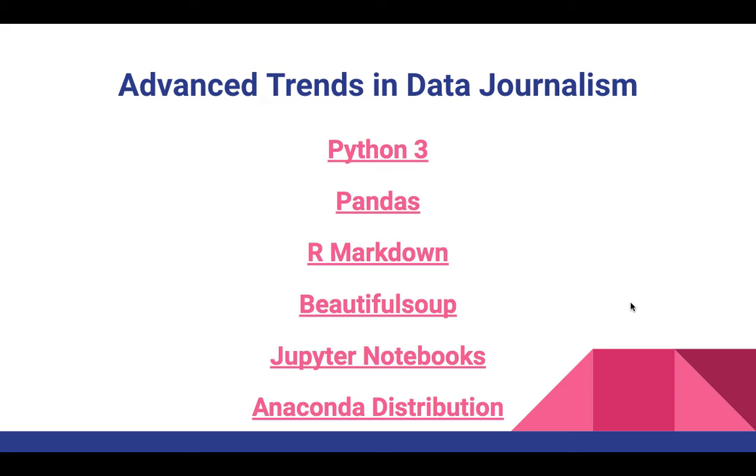Here we have a list of advanced trends in data journalism. All of these are open source, nonprofit projects that work to help organize and analyze data for web programmers, data analysis, scientists, and journalists. We have Python 3, Pandas, R Markdown, Beautiful Soup, Jupyter Notebooks, and lastly the Anaconda distribution.